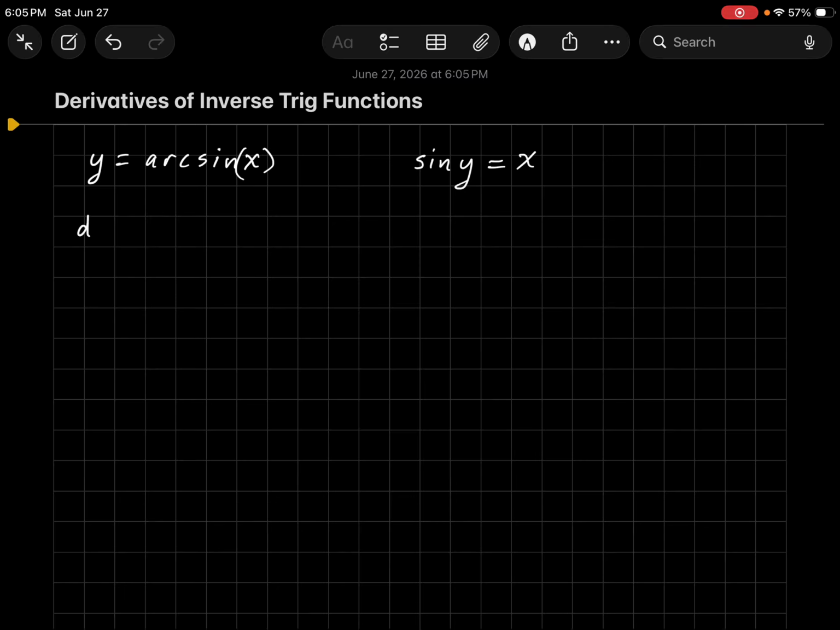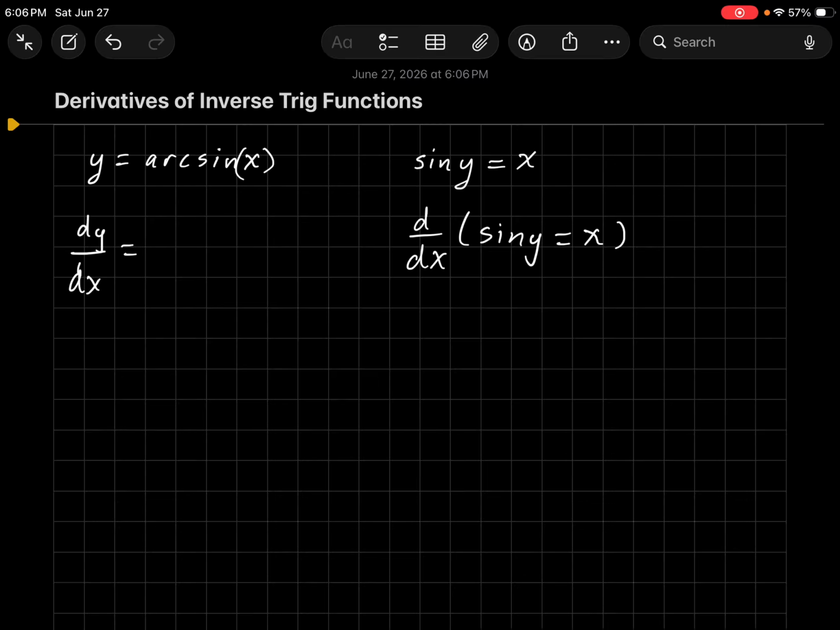Now, recall that we want to find the derivative of this with respect to x. So we're going to take the derivative of this equation, sine y equals x, with respect to x. So we're going to do a little bit of implicit differentiation. We're going to use the chain rule. If you haven't watched those videos, either one, I recommend that you go back and watch them.